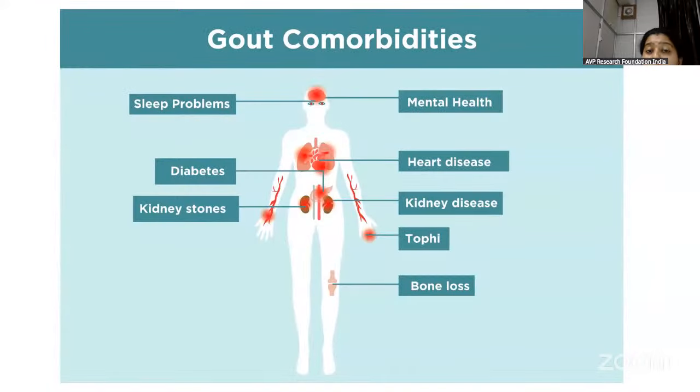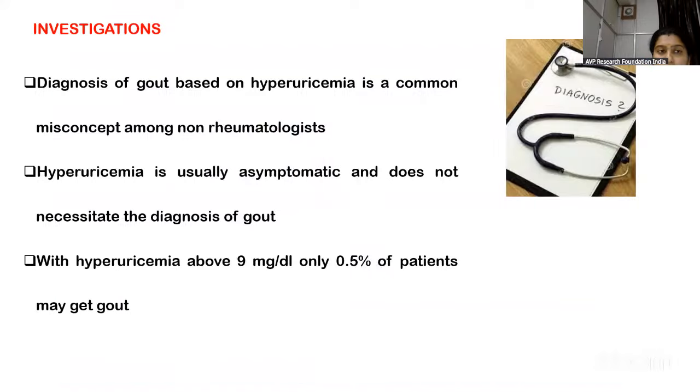Now, gout can also lead to some comorbidities. What are the systems which get affected with gout? It can affect your mental health. It can lead to heart disease and problems. As we have seen, it can lead to kidney stones, tophi, and bone loss. It can deteriorate your skeletal system, and cause sleep problems, insomnia, and associated symptoms. It can lead to diabetes. So these are some of the comorbidities associated with gout.